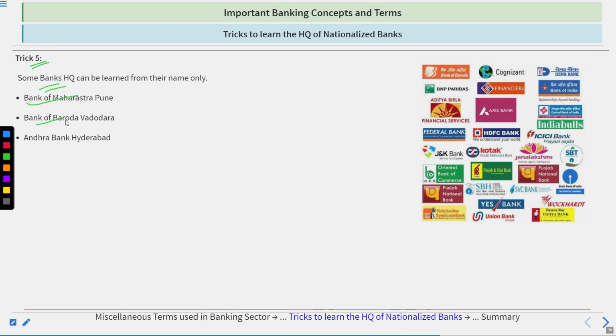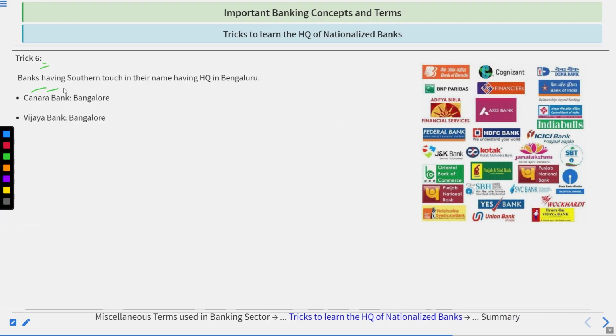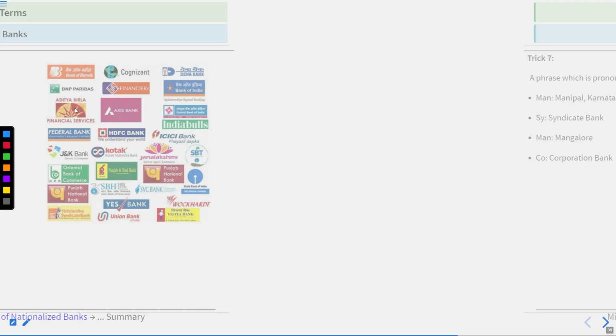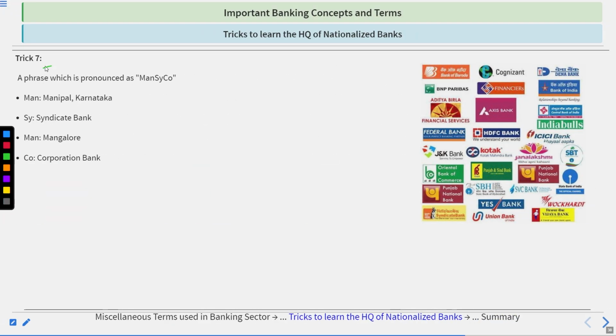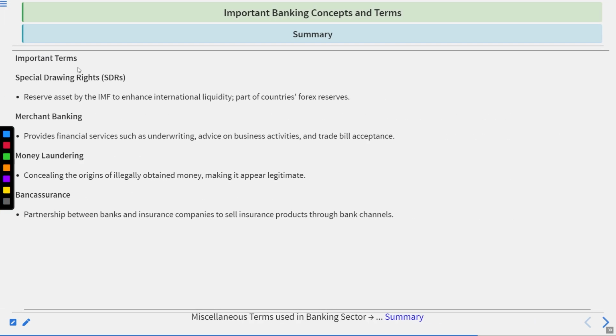Bank of Maharashtra, Pune; Bank of Baroda, Vadodara; Andhra Bank, Hyderabad. Trick 6: banks having a southern touch in their name have their headquarters in Bangalore: Canara Bank, Bangalore; Vijaya Bank, Bangalore. Trick 7: a phrase pronounced as Man Psycho. Man: Manipal, Karnataka; Psych: Syndicate Bank; Man: Mangalore, the headquarters of Corporation Bank. Here we have finished the topic.